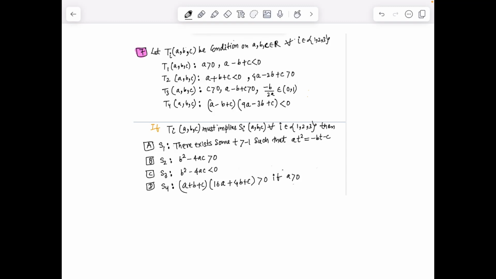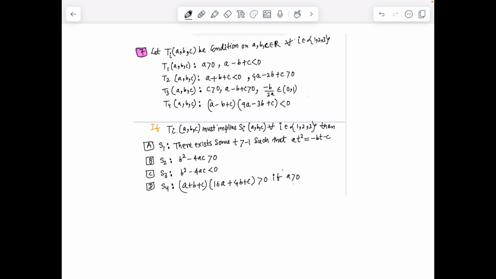And this is a beautiful question created by me. Let's see if you can answer this or not. Let Ti(a, b, c) be conditions on a, b, c belonging to the reals for all i = 1, 2, 3. And we have some statements given, T1, T2, T3, T4, with a restriction on a, b, c, as you can see on the screen.